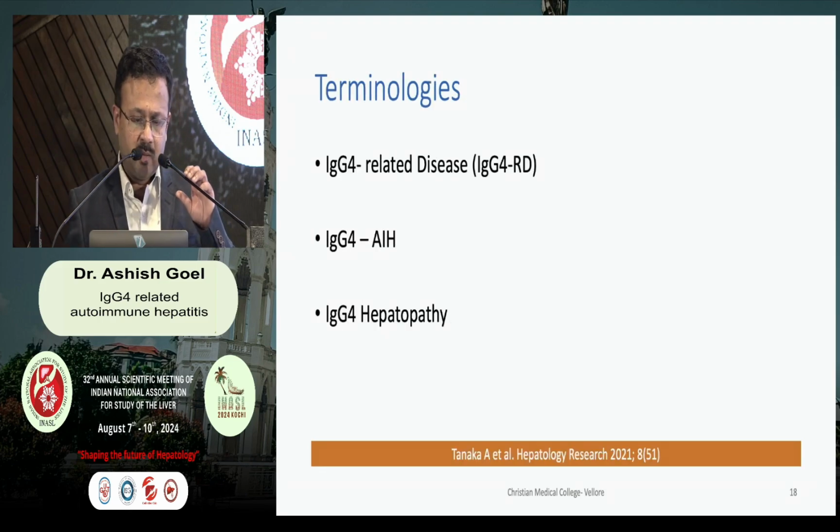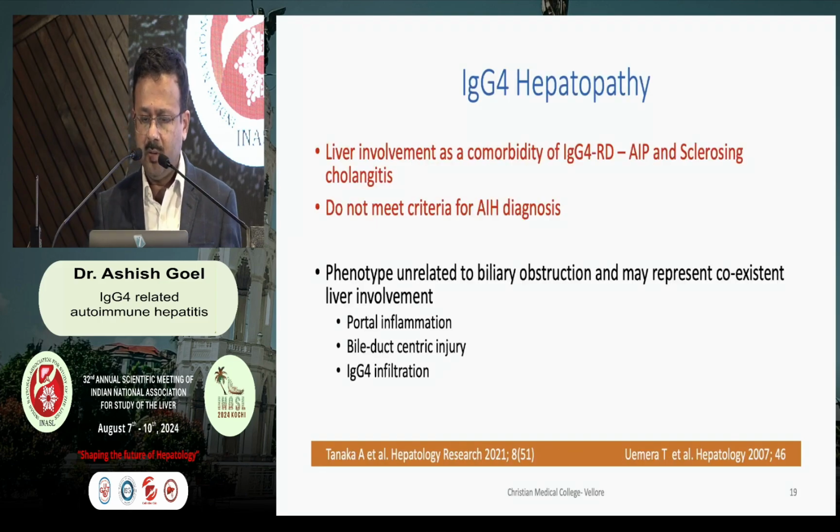So coming to the last terminology, IgG4 hepatopathy. Now IgG4 hepatopathy, unlike IgG4 autoimmune hepatitis, does not meet the criteria for AIH diagnosis.